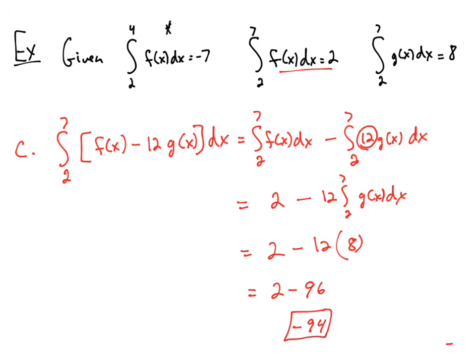To interpret that answer, because it's negative, that means there's more area under the x-axis compared to above the x-axis.